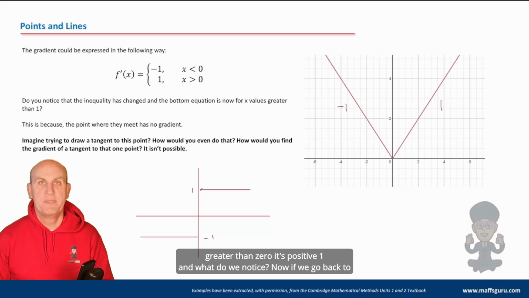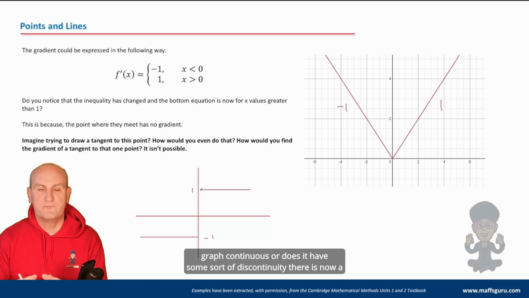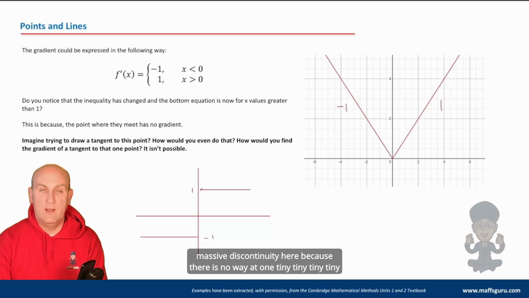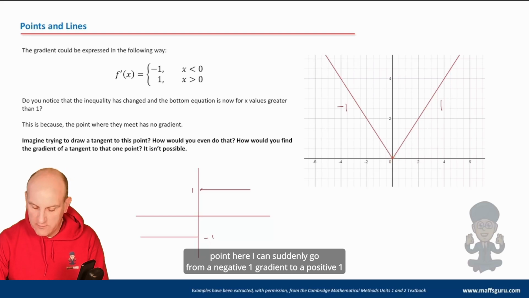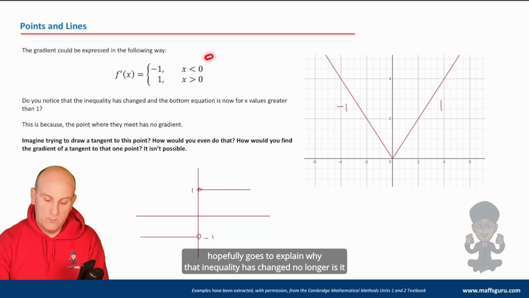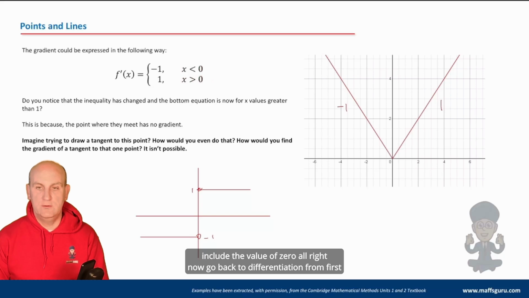And what do we notice? Now, if we go back to our limit stuff previously, where we were asking whether that graph is continuous or has some sort of discontinuity, there is now a massive discontinuity here, because there is no way that at one tiny point I can suddenly go from a negative 1 gradient to a positive 1 gradient. So now I have to put open circles here and here, which hopefully explains why that inequality has changed. No longer is it greater than or equal to, or less than or equal to. It doesn't seem to include the value of 0.